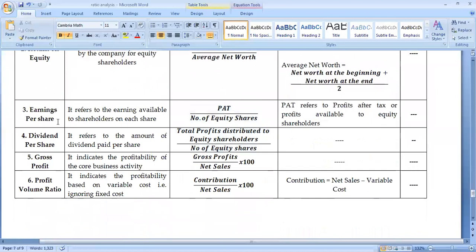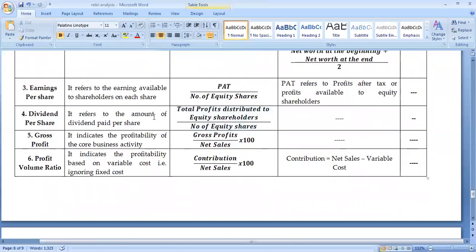So now earnings per share. Earnings per share always deals with the equity shareholders. So what do the equity shareholders get? You can say it is a dividend, but they also deal with the earnings per share. Earnings available to the shareholders on each share. So out of each share invested by the shareholders, what is the earnings that they are going to get will be studied in the case of earnings per share. Very important, even these two. So here profit after tax will be compared with the number of equity shares.